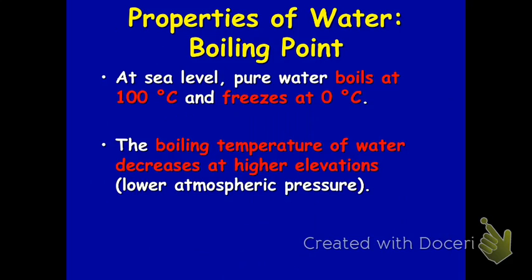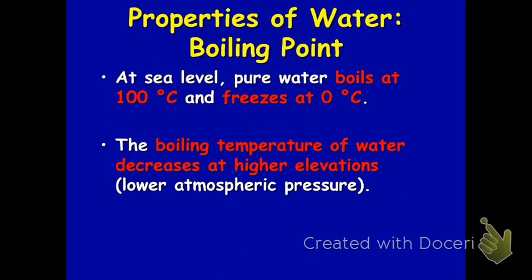The boiling temperature of water decreases at higher elevations. So I just want you to know the boiling temperature of water decreases at higher elevations. When you have a lower atmospheric pressure, it's easier for water to boil. This makes sense because after all, what's keeping water from boiling? It's the air pressure pushing down on the water.